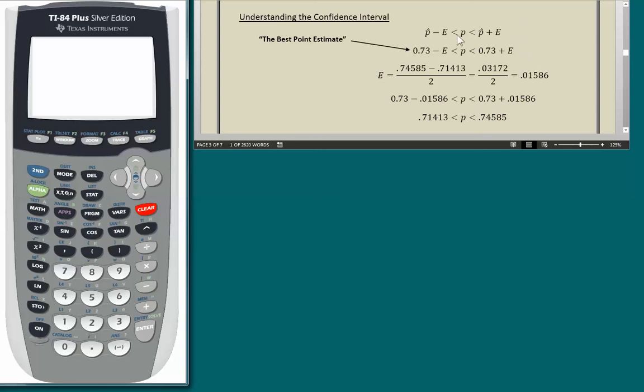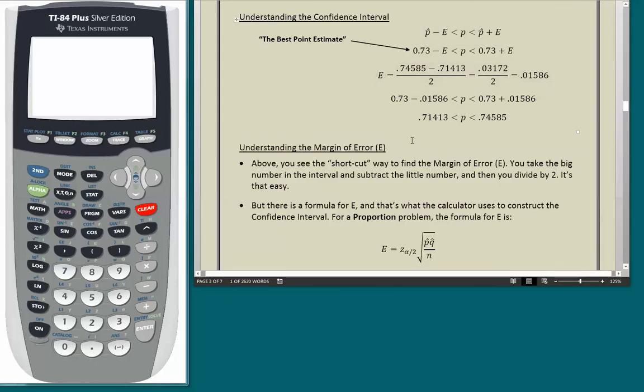I really encourage you, go through this passage a number of times and get to the point where you understand basically where these numbers come from. The way that the calculator got to them is by going through this process. So now we're going to talk about understanding the margin of error.